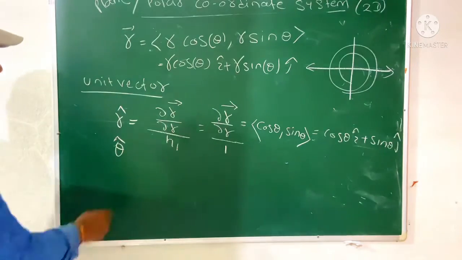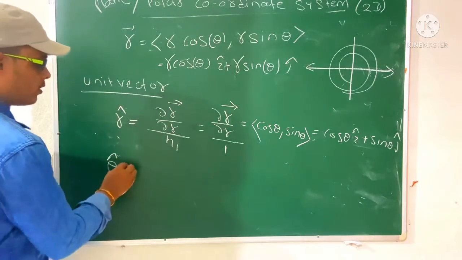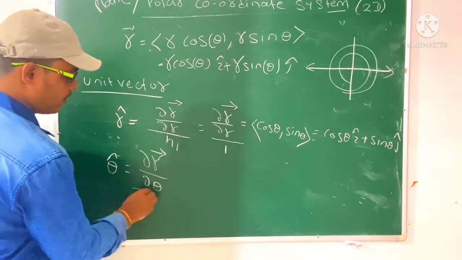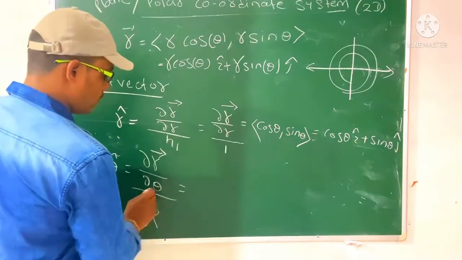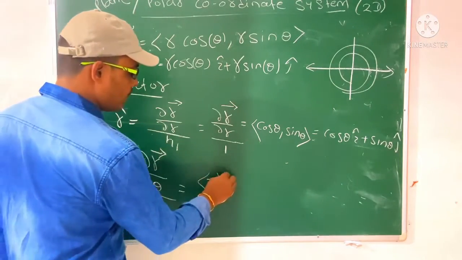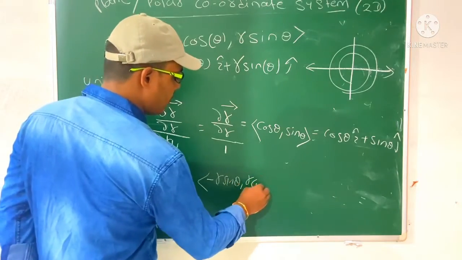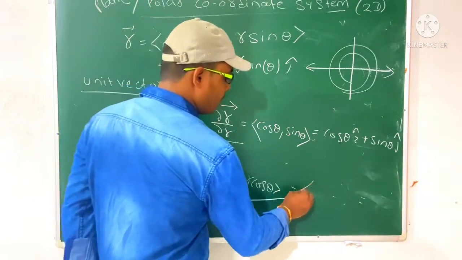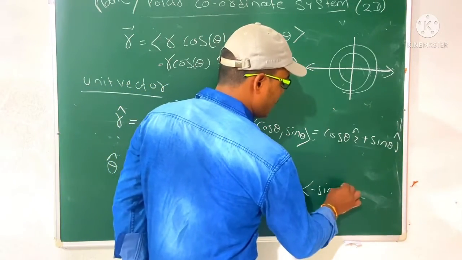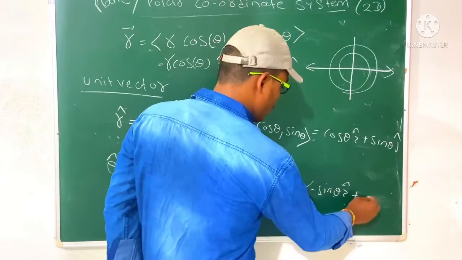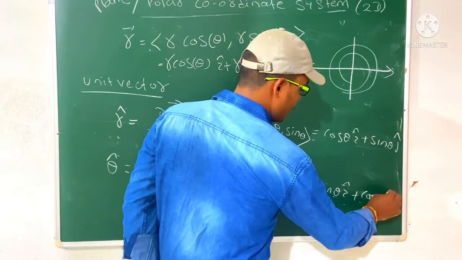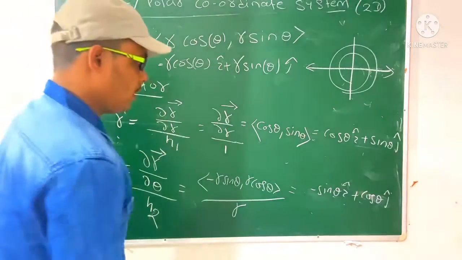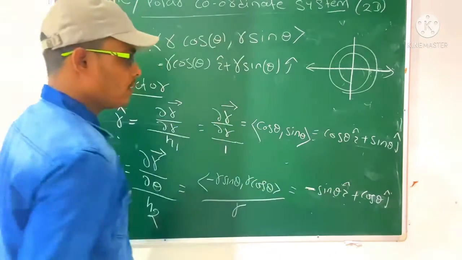Then you do the theta cap. So what will be the formula of theta cap? Now you can understand. So del r by del theta divided by h2. That means you took the partial derivative, you will obtain minus r sin theta and r cos theta, divided by your h2, which is nothing but r. So what is the theta cap? This is nothing but minus sin theta i cap plus cos theta j cap, right? So this is the theta cap.